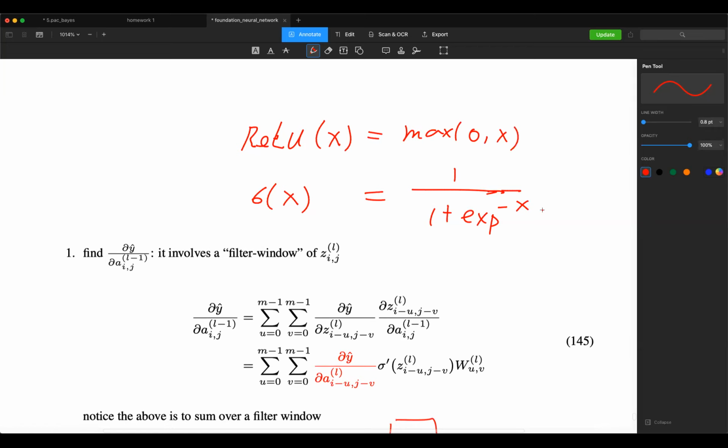Max is faster, right? All you need to do is, if x is greater than 0, return x, otherwise say 0. And this one has an exponential function in it. It's actually much slower. If you're only computing one function, it's fine, but you need to compute lots of functions.